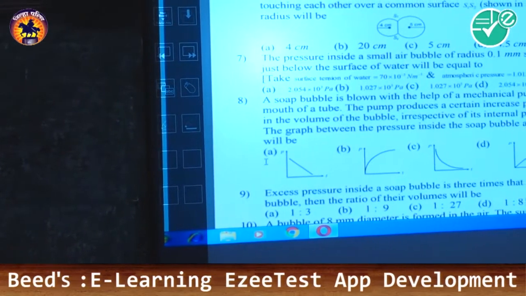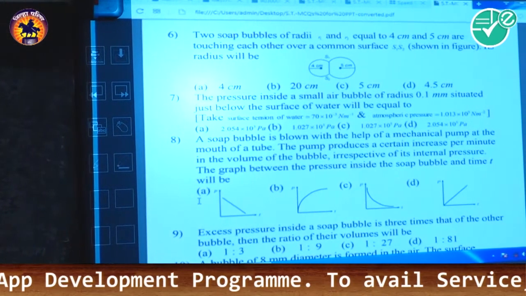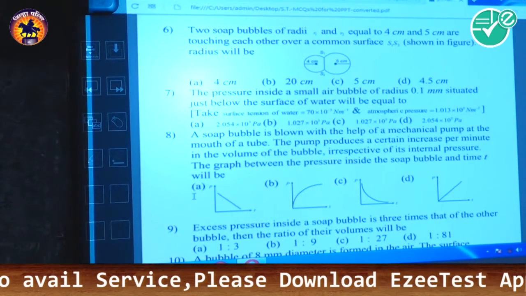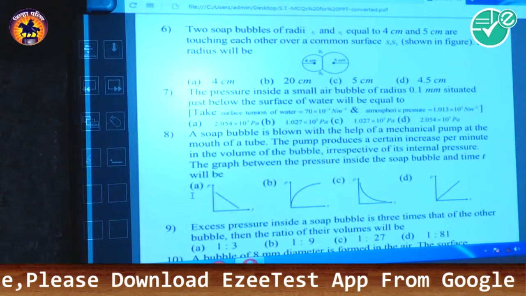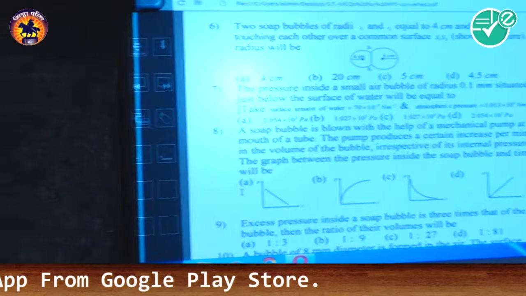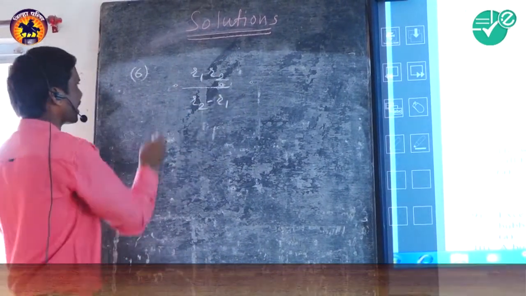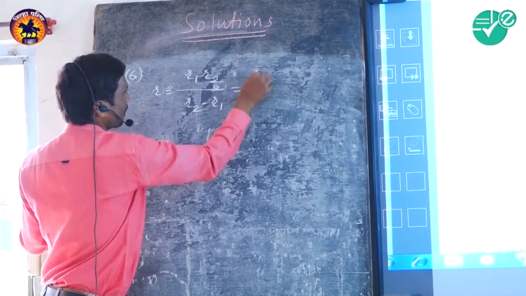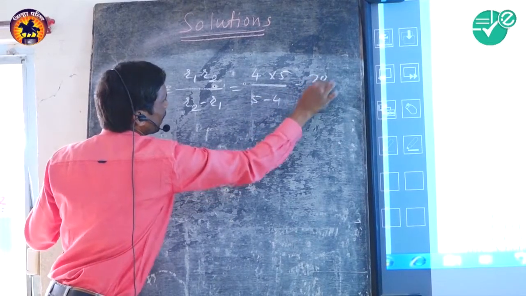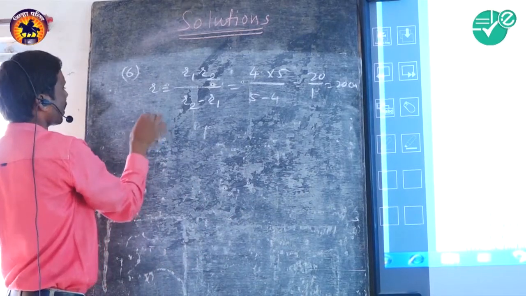Sixth MCQs. Two soap bubbles of radii R1 and R2 equal to 4 cm and 5 cm are touching each other over a common surface S1 and S2 shown in this figure. Its radius will be, you know the radius of the common interface when the two soap bubbles those are formed in contact is given by using this expression, and that is equal to R1 is given, that is 4, R2 that is 5 divided by 5 minus 4, and that is equal to 20 divided by 1. It means that is equal to 20 centimeter. It means option B1 is correct.